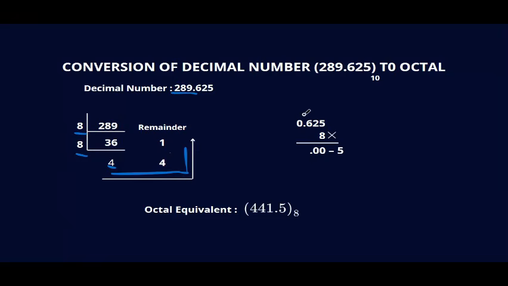For the fractional part, we multiply 0.625 by 8 and we get the value as 5.00, and the integer part of the product, 5, is taken to the right side, and that is the octal counterpart of the fractional part 0.625.